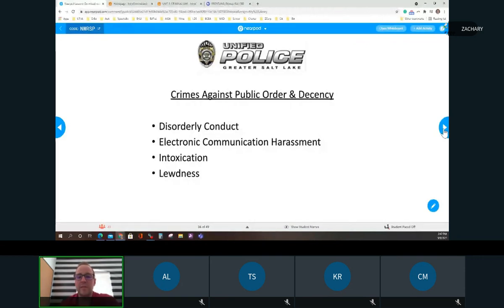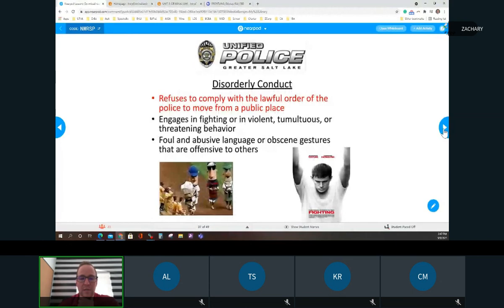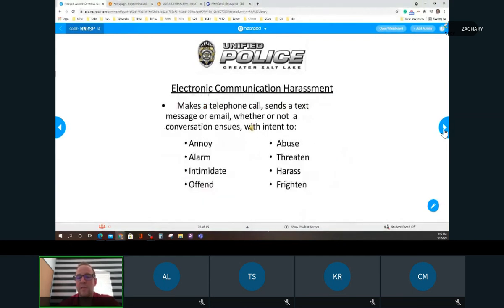Here are some other ones: crimes against public disorder and decency. That would be disorderly conduct, electronic communication harassment, intoxication or lewdness. Disorderly conduct, you can read back on this if you want, is just violent or threatening behavior. Somebody that's being obnoxious or unruly.